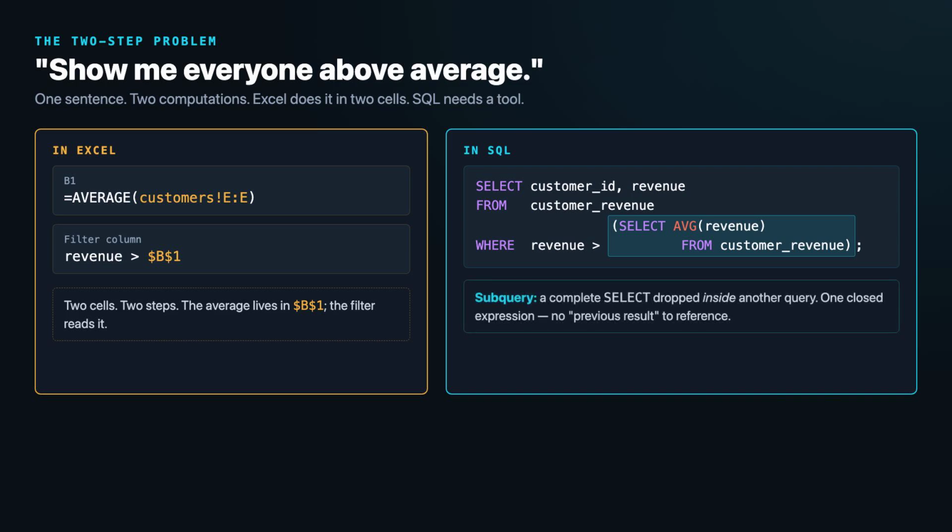In SQL, you can't reference a previous result. A query is one closed expression. The tool for that is a subquery. A complete select dropped inside another query. The inner select computes one number, the outer query uses it. One closed expression, two computations.